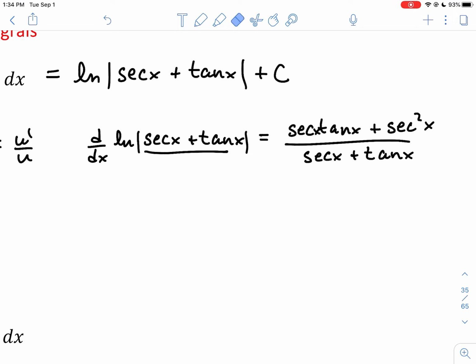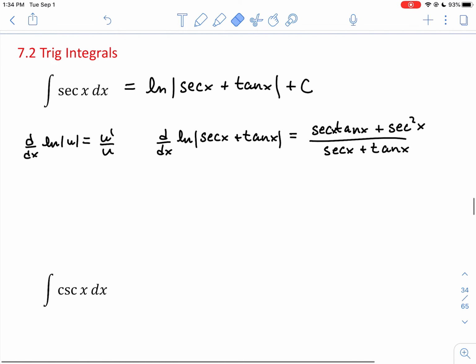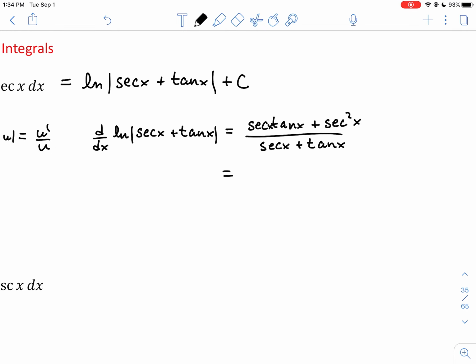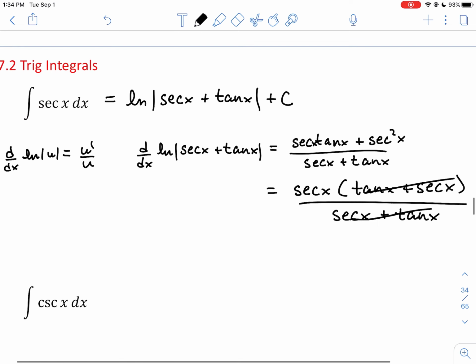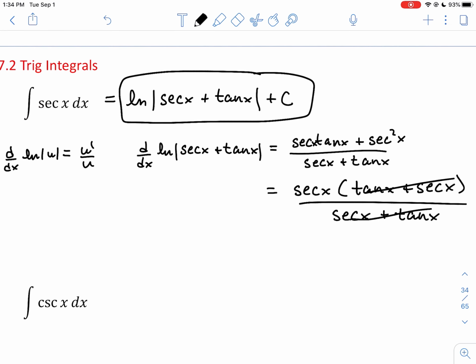All right, so we get to this point right here after doing the chain rule. And notice that there's a secant in each term of the numerator. So we have secant of x can be factored out, leaving a tangent x plus a secant of x, which is exactly what's in the denominator. So we have this cancellation of these terms, and that leaves us with just secant of x, confirming that the derivative of this function right here will give you just secant x.